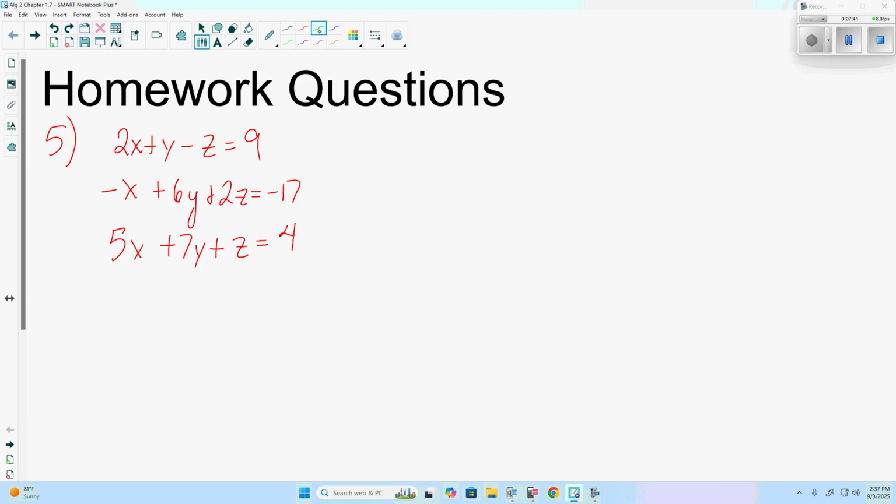Or z, so I can use the top equation and multiply by 2 to get to the middle. It's already the same as the bottom. So I'm just going to use the middle equation, or the top equation, and eliminate z first.